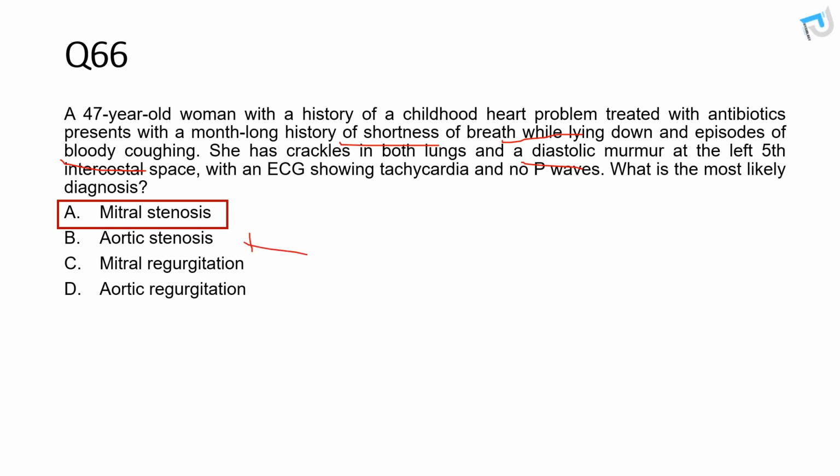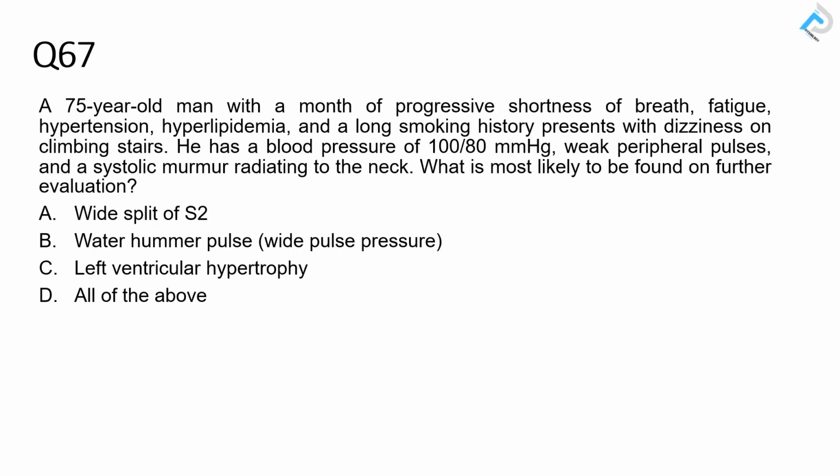Aortic stenosis is wrong because it causes a systolic murmur. Mitral regurgitation causes a systolic murmur. Aortic regurgitation causes a diastolic murmur, but this diastolic murmur should be associated with a high pulse pressure. And it is an early diastolic murmur, and it's heard on the left sternal border. So that excludes aortic regurgitation.